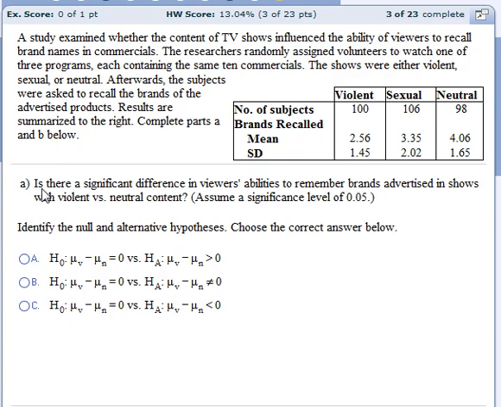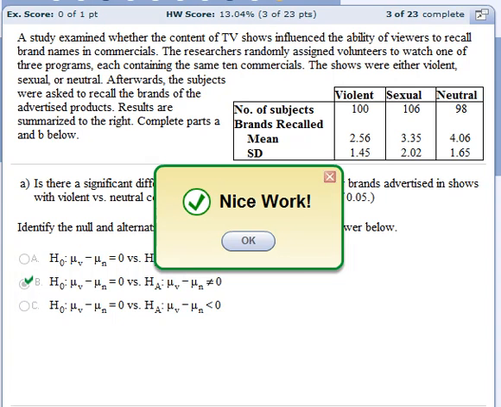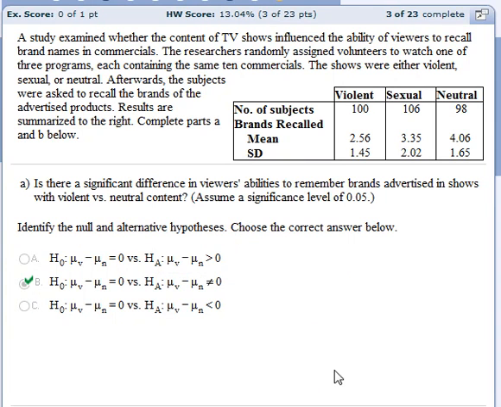It says, is there a significant difference in viewers' ability to remember brands advertised in shows with violent versus neutral content? So that means we're going to be looking at the violent column and the neutral column. Okay, so if there's a difference, the null hypothesis, remember, is always 0, but we want to see a difference, which would just be not equal. Now it says compute the t-statistic.